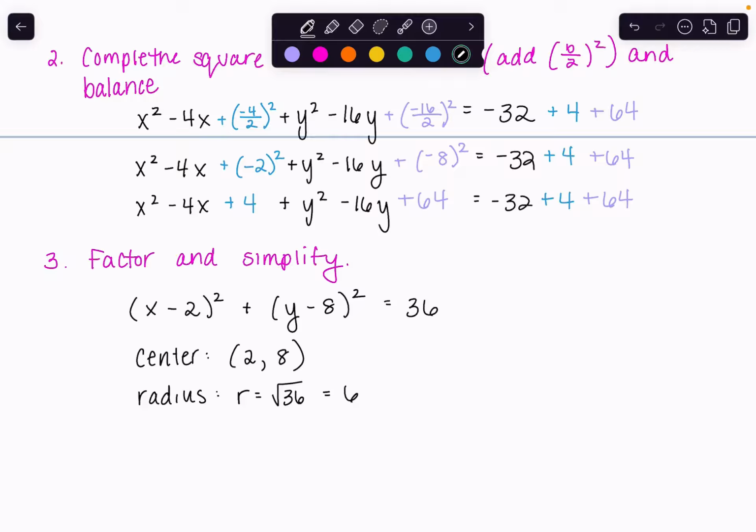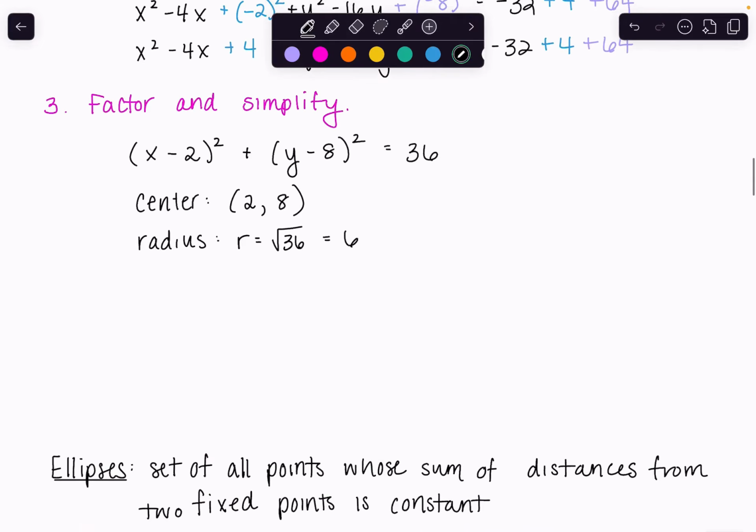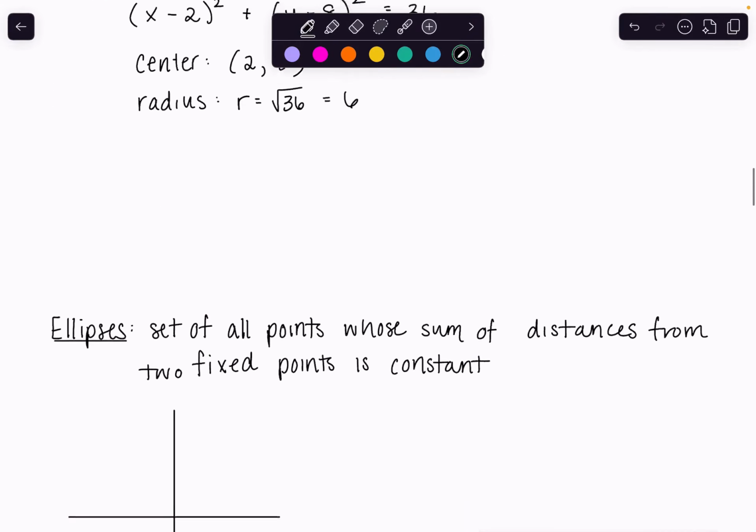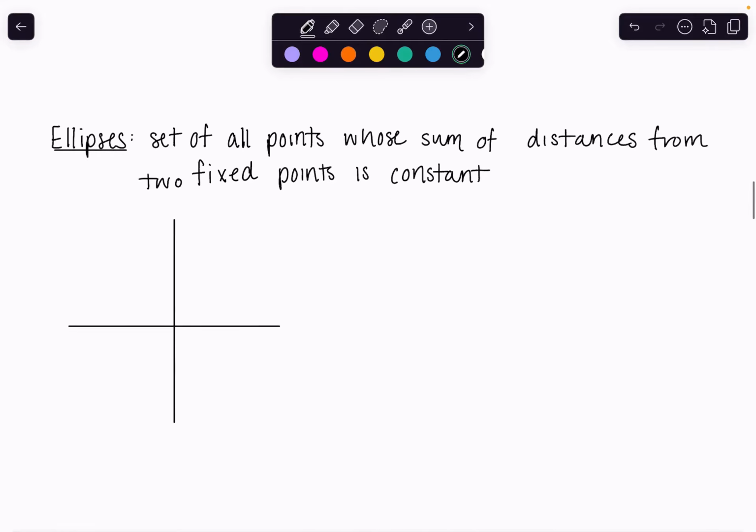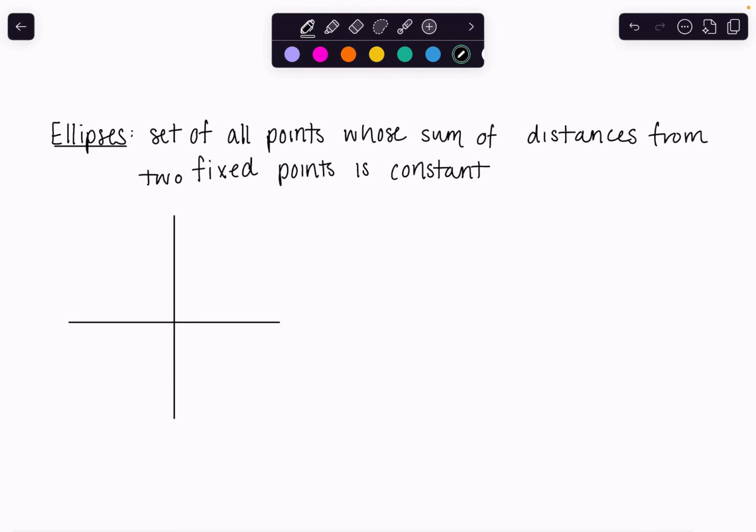Again, hopefully this isn't the first time you've seen circles. What we want to extend this to now is the concept of an ellipse. So this is defined a little bit differently, but an ellipse is the set of all points whose sum of distances from 2 fixed points is constant.